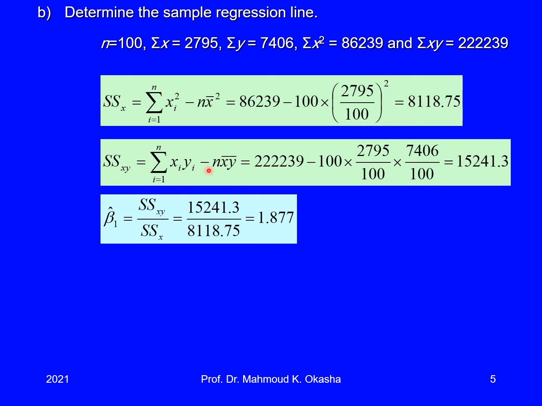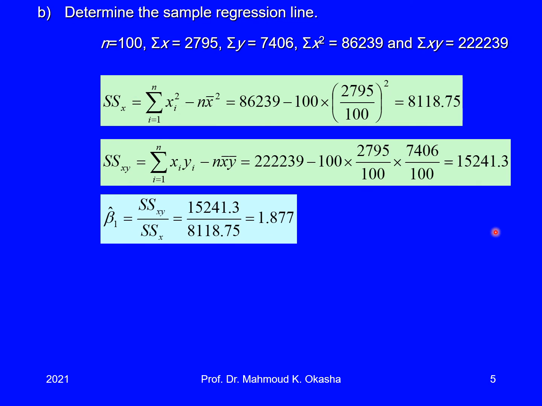That's the SSX. Now we want SXY also to be able to estimate beta naught and beta 1. We got the formula for calculating SXY: the sum of x multiplied by y, minus n, 100, times x bar and y bar. The result of the calculation is 15,241.3. So we have these two important values.